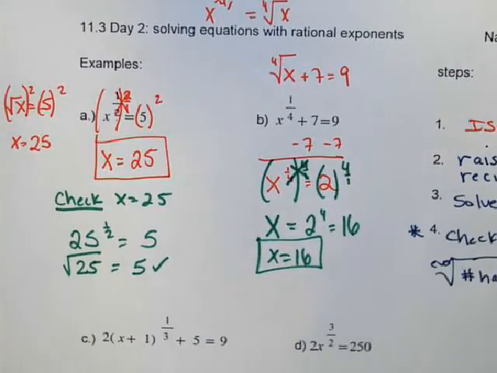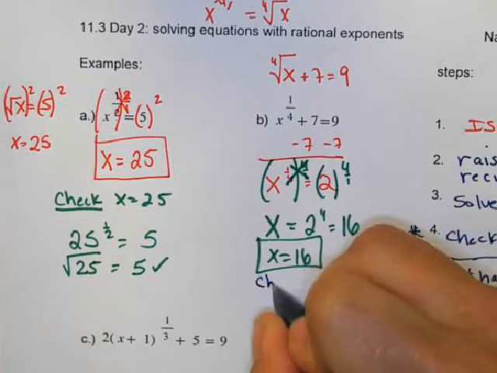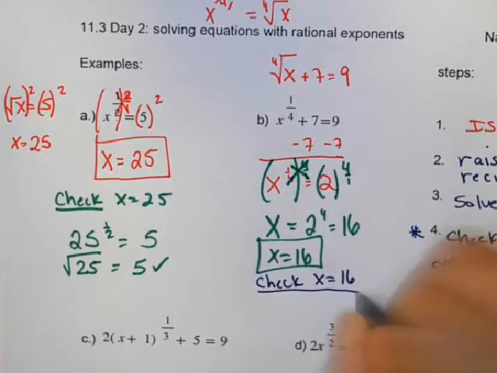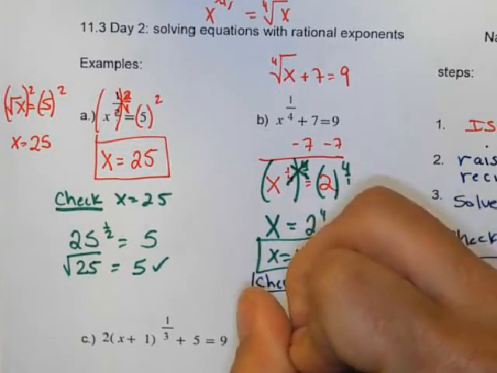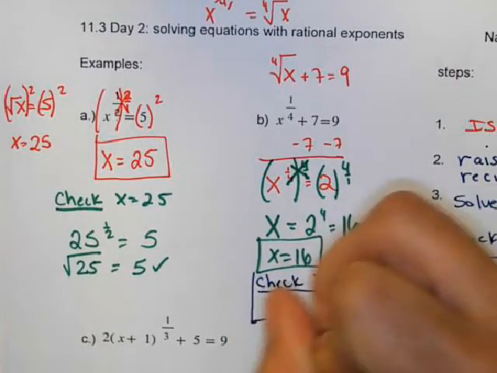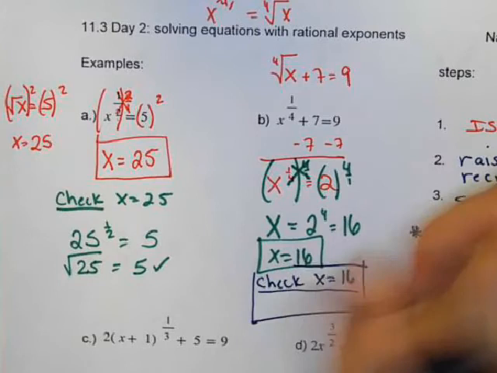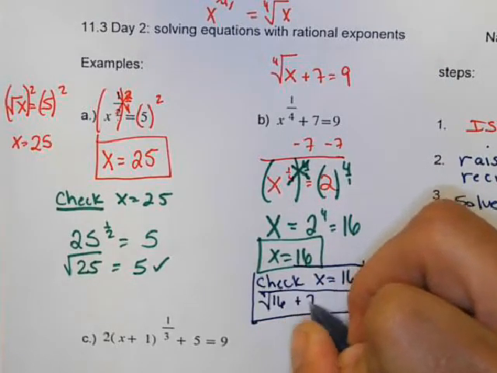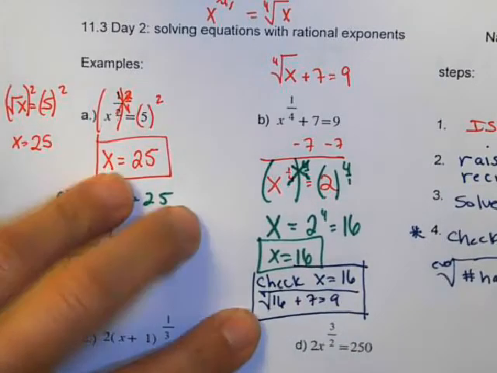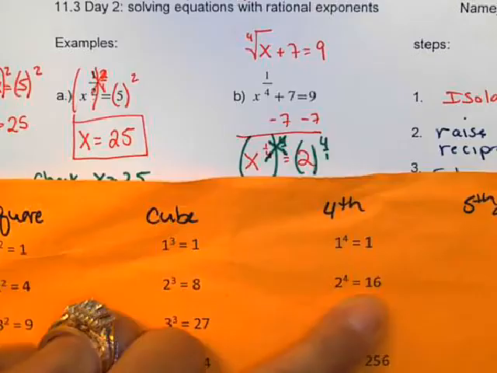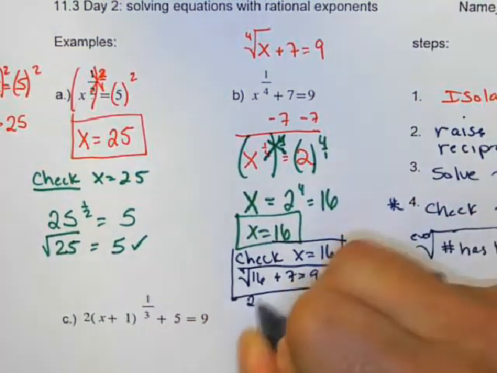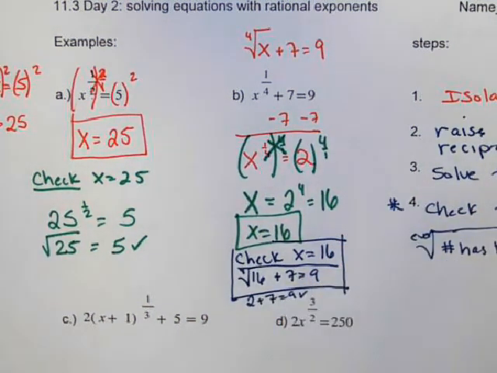Okay, I'm going to check my answer just to make sure. Kind of running out of room here. Might have to put it on a little sticky note. We'll see if I can cram it in here. So the 4th root of 16 plus 7 equals 9. The 4th root is 16, so here's 16. 4th root of 16 is 2. And 2 plus 7 is 9, so it does check out.